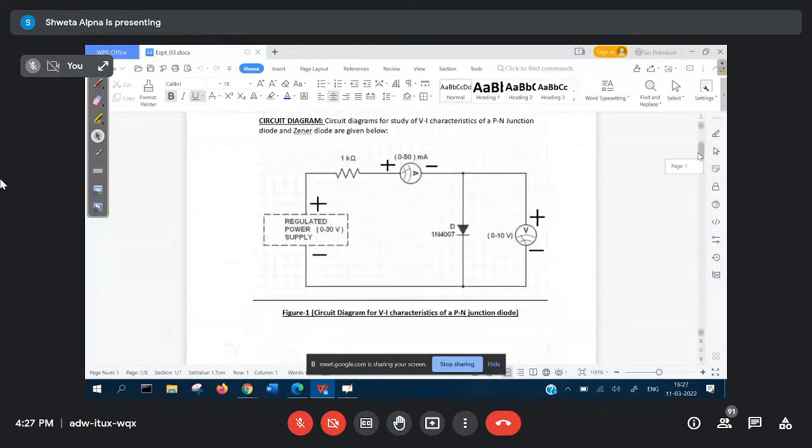Using this circuit, you have to perform the experiment on Tinkercad. Sir and ma'am will help you out with how to do the connection.